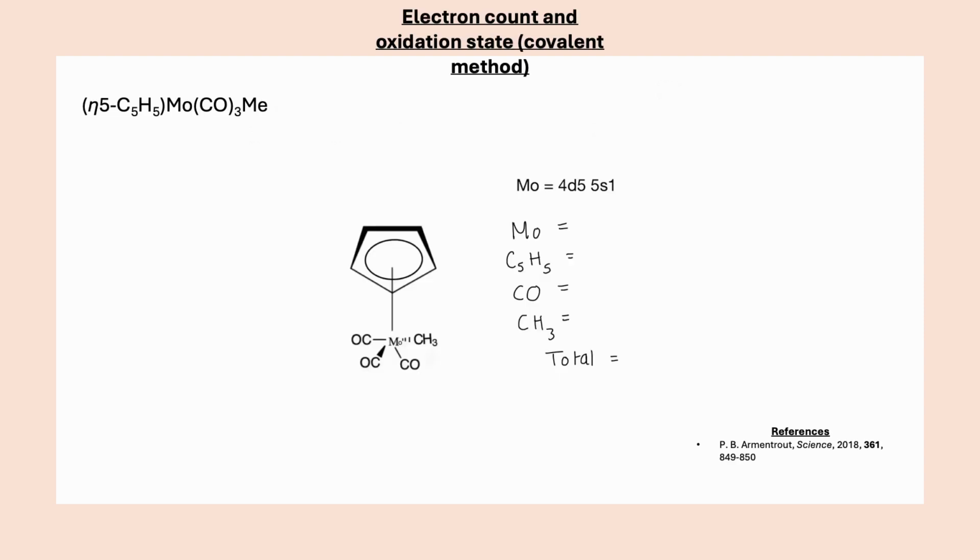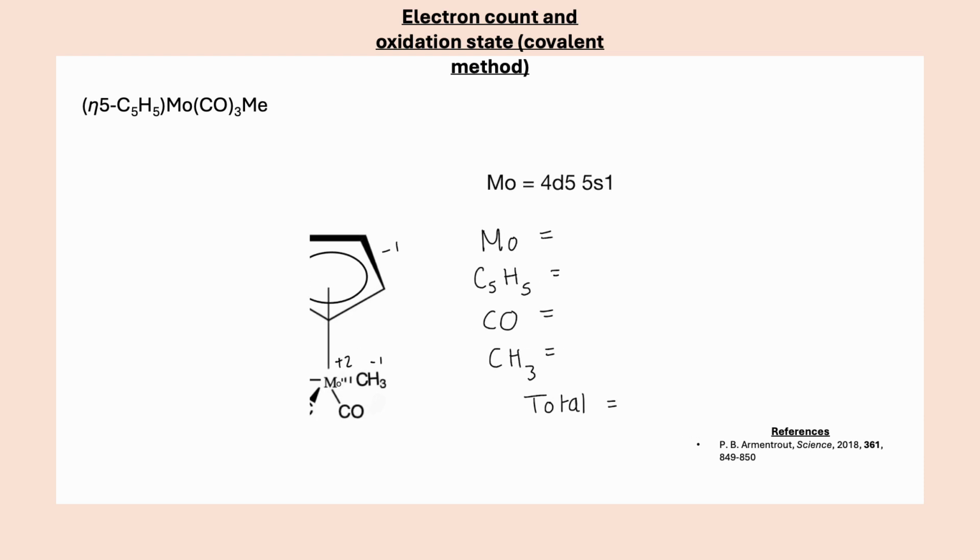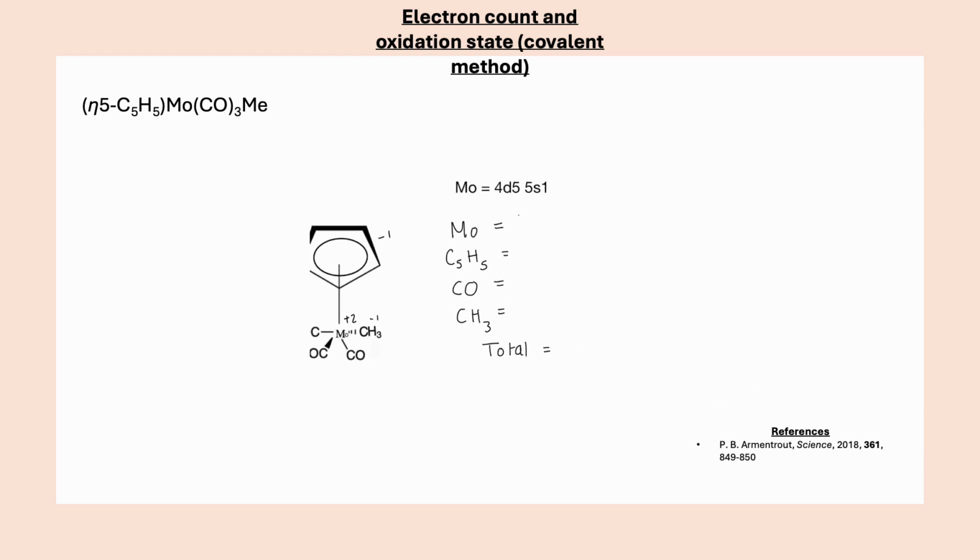Let's consider this metal complex and work out its electron count and oxidation state using the covalent method. Both methyl and cyclopentadienyl are anionic -1 ligands, leaving molybdenum with a +2 oxidation state. Molybdenum has 6 valence electrons, which means it contributes 6 electrons to the complex.